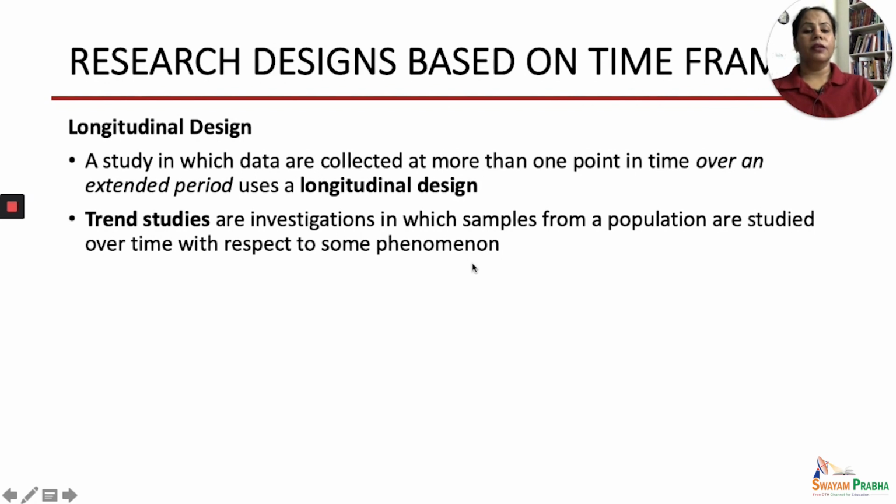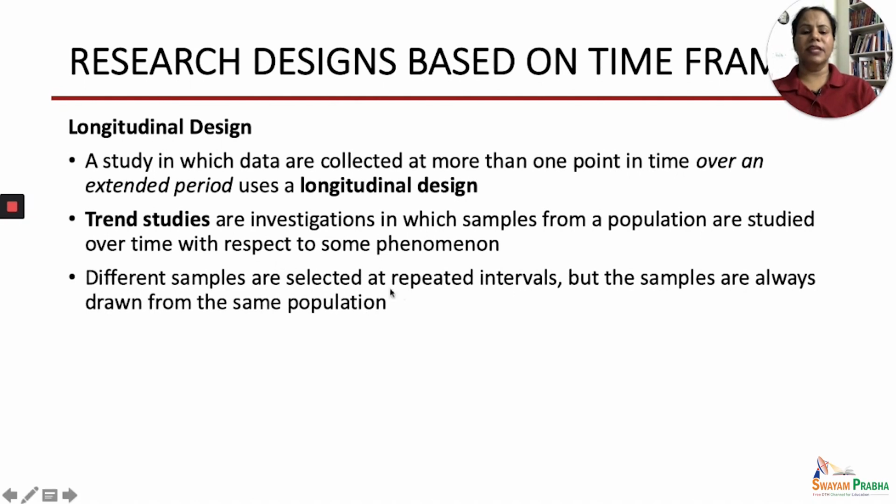So here at different times, different samples can be taken from a population and they can be studied. So this does not involve the same sample. We do not study the same sample at different points of time, but at different points of time we can take a different sample from the same population and then we can see the trend of a particular disease or phenomena. So different samples are selected at repeated intervals, but the samples are always drawn from the same population.